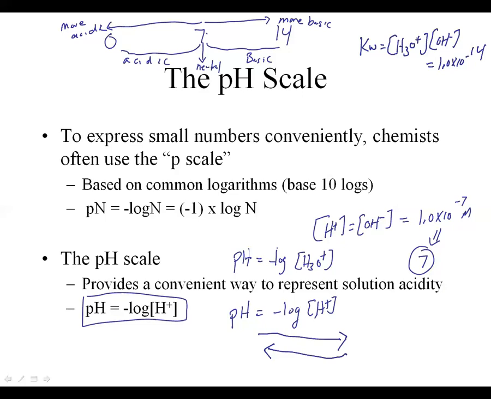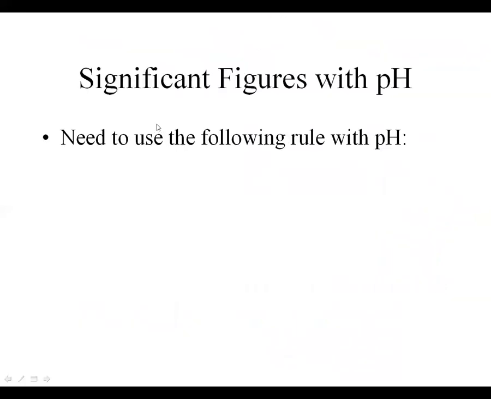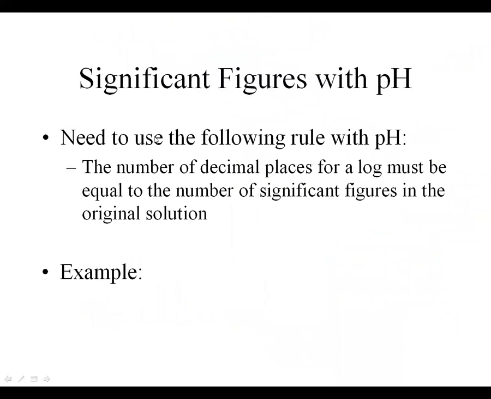So let us talk about everybody's favorite thing, which is significant figures and pH. When we calculate the pH of a solution, the number of decimal places that we end up with will equal the number of significant figures in the concentration number. So we're going from significant figures in the concentration to decimal places. Not significant figures to significant figures, but significant figures to decimal places.